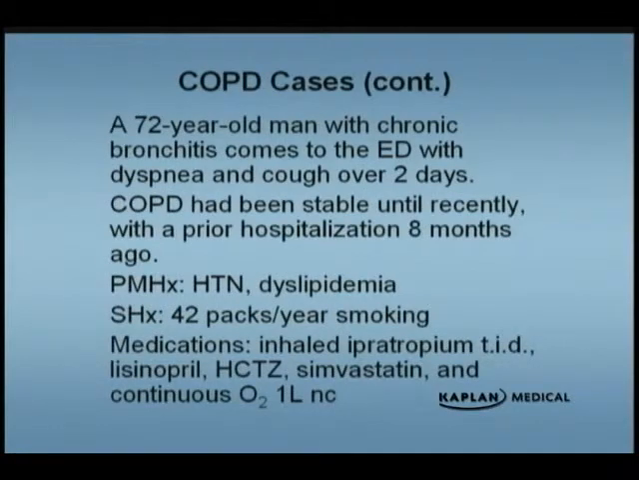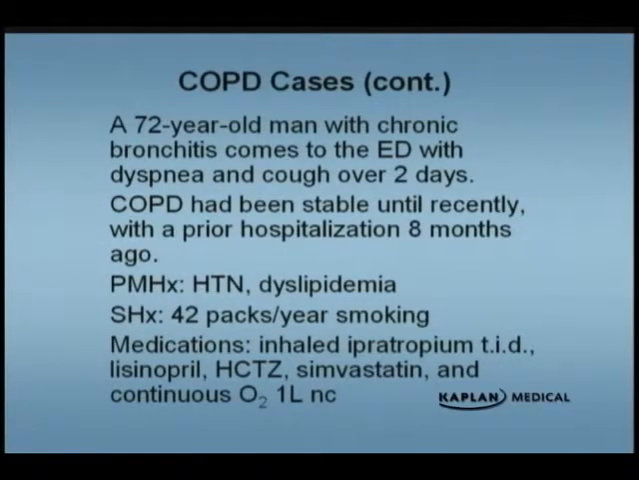A 72-year-old man with chronic bronchitis comes to the emergency room with dyspnea and cough over 2 days. COPD has been stable until recently, with a prior hospitalization 8 months ago. His past medical history is hypertension, dyslipidemia. He has a social history of 42 pack-years of smoking. Medications: inhaled ipratropium 3 times a day, lisinopril and hydrochlorothiazide for his blood pressure, simvastatin for his cholesterol, and he gets continuous oxygen, 1 liter per nasal cannula.